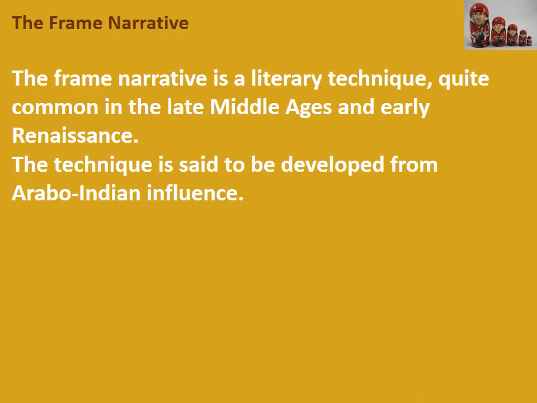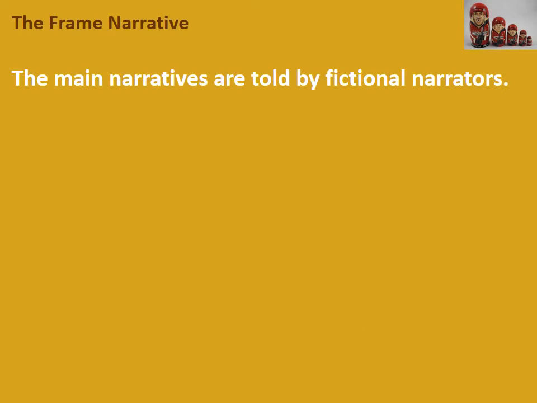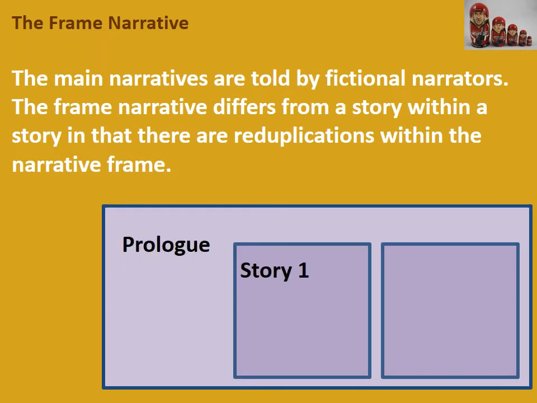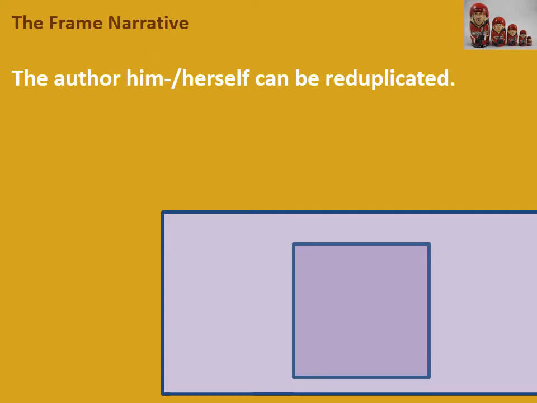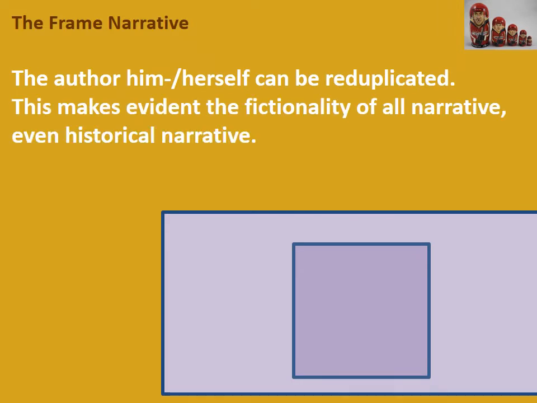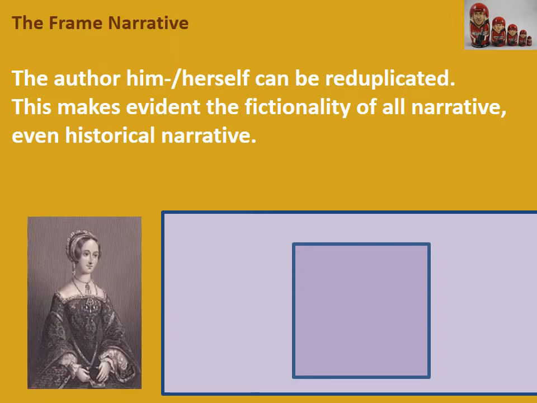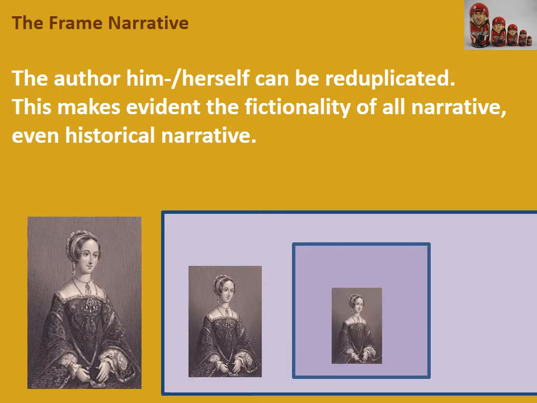That should be interesting. Story 1 and story 2. Okay. The author, him or herself, can be reduplicated. This makes evident the fictionality of all narrative, even historical narrative. So here we have our author, and our author as a person on the outside, as a narrator on the inside, and as a character on the very inside.